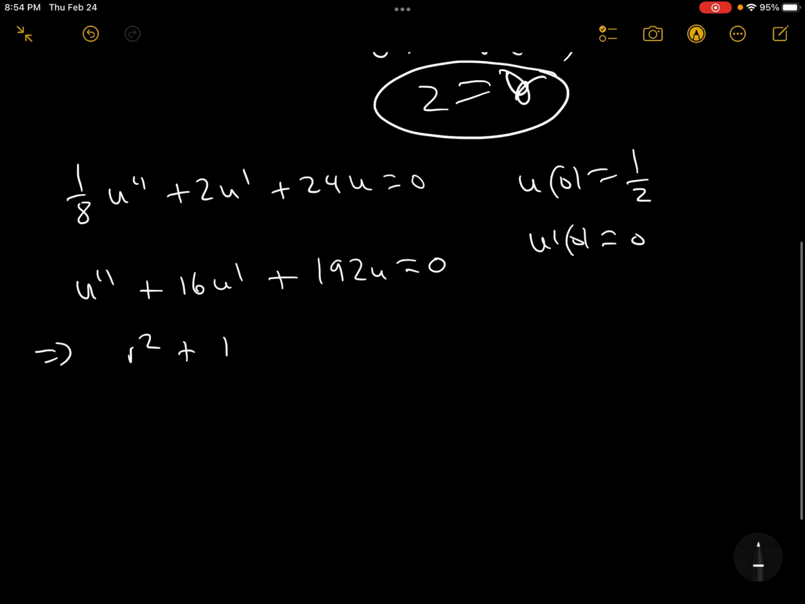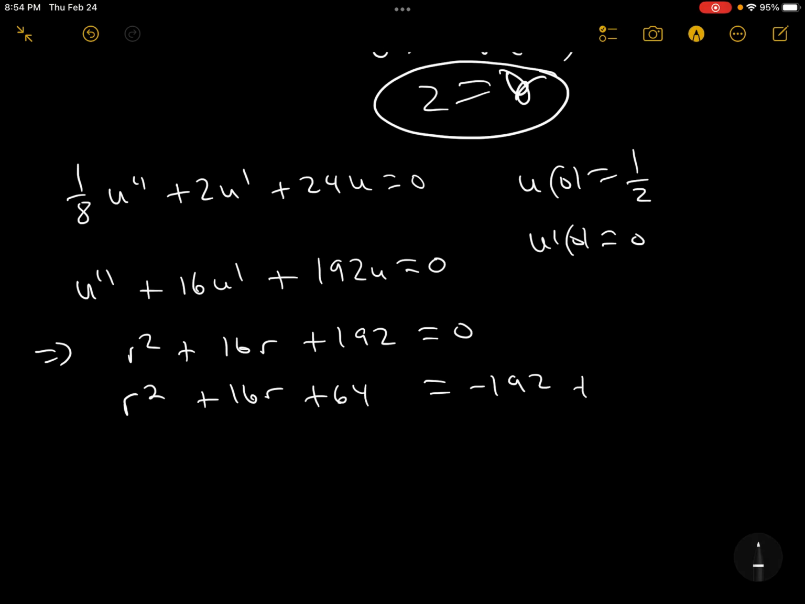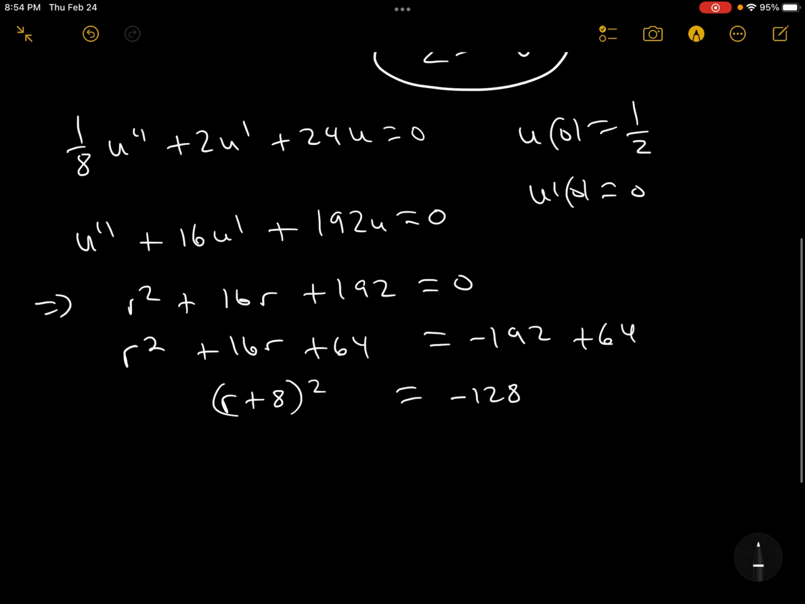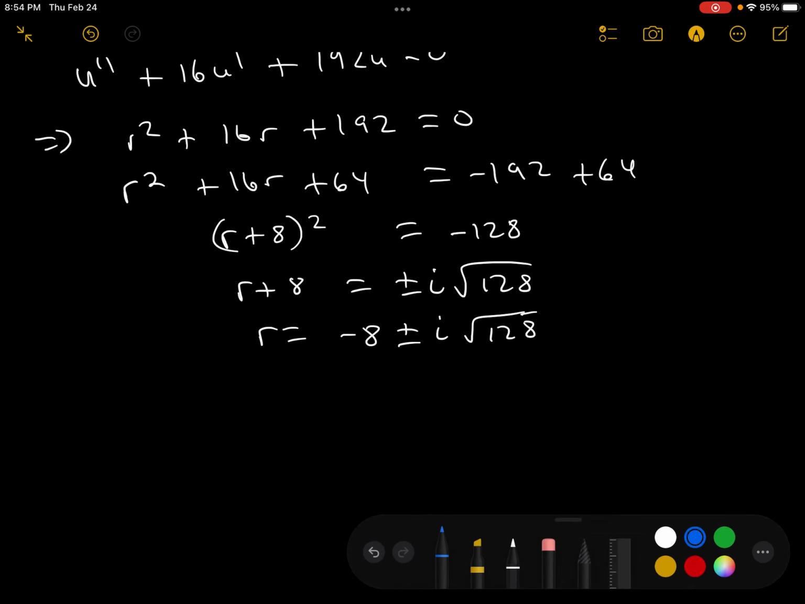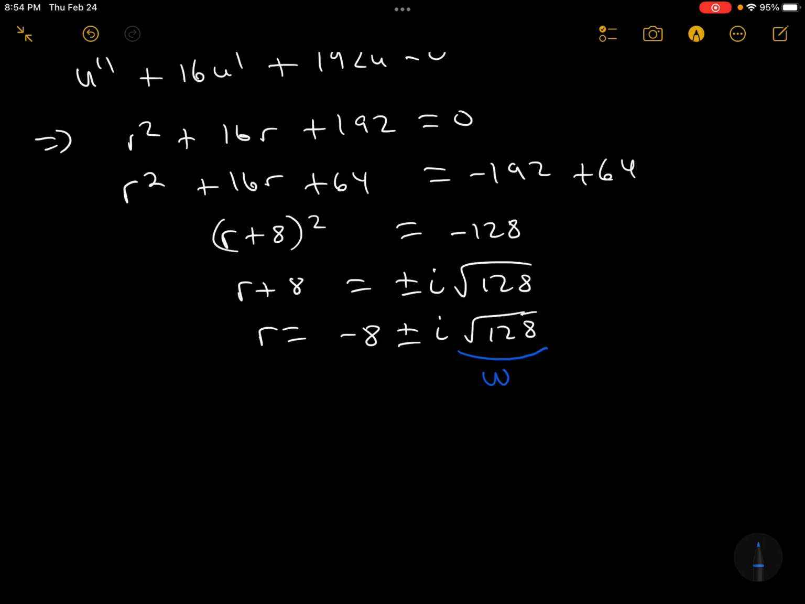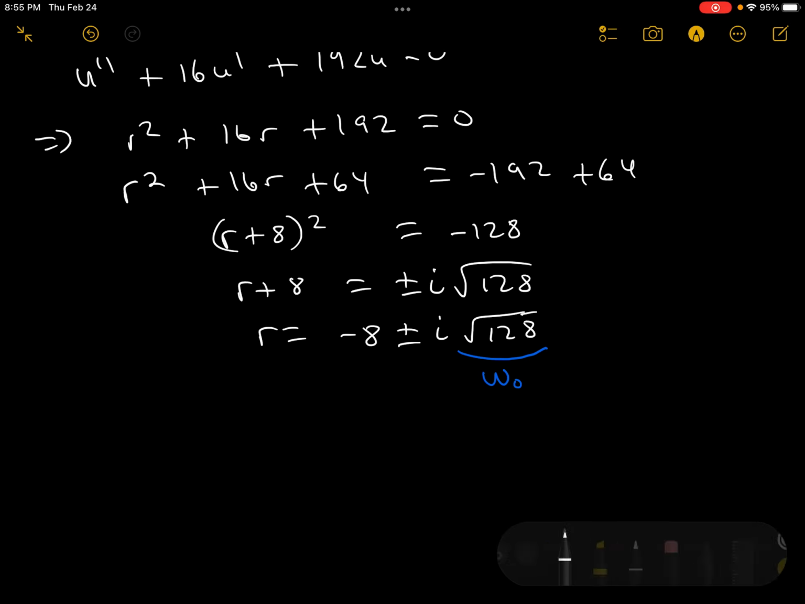And this gives us the characteristic equation. Complete the square. Half of 16 is 8. 8 squared is 64. So now we have r plus 8 squared equals 64 minus 192, which is minus 128. So r plus 8 equals plus or minus i root 128. So r equals minus 8 plus or minus i root 128. Okay, we did the grubby work there. This is still omega naught.